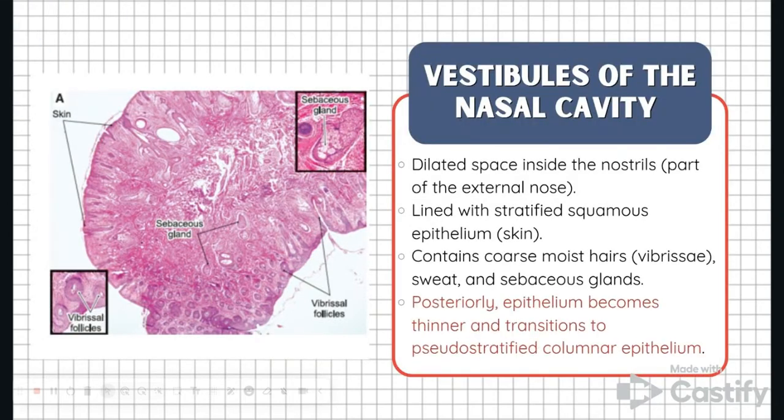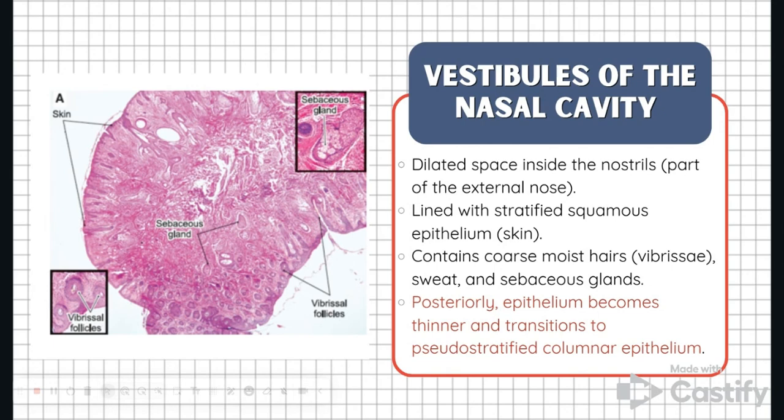Okay, so the vestibule of the nasal cavity is a dilated space inside the nostril, part of the external nose. It's going to be lined with stratified squamous epithelium, just like your skin. It's going to contain vibrissae, which are moist hairs. These are going to have sweat and sebaceous glands.